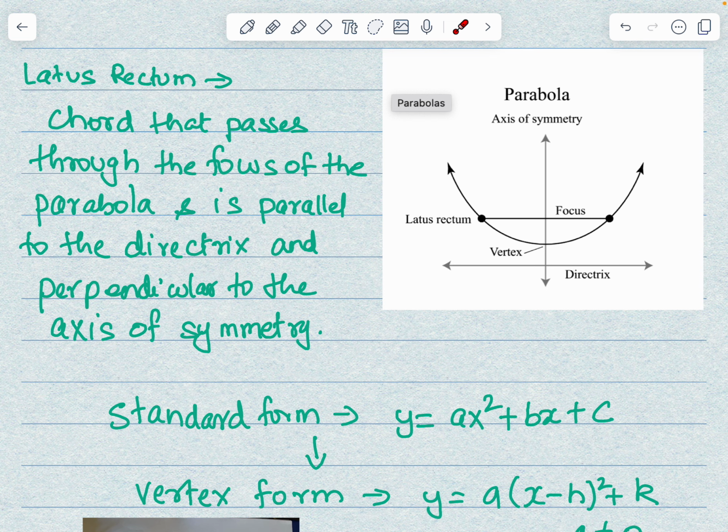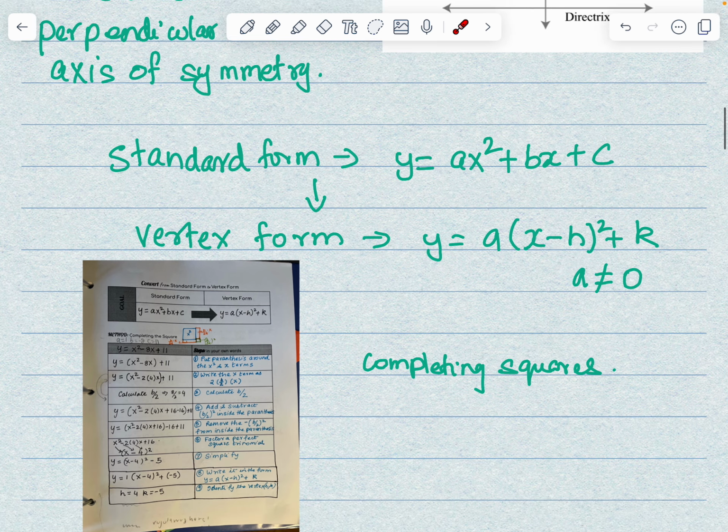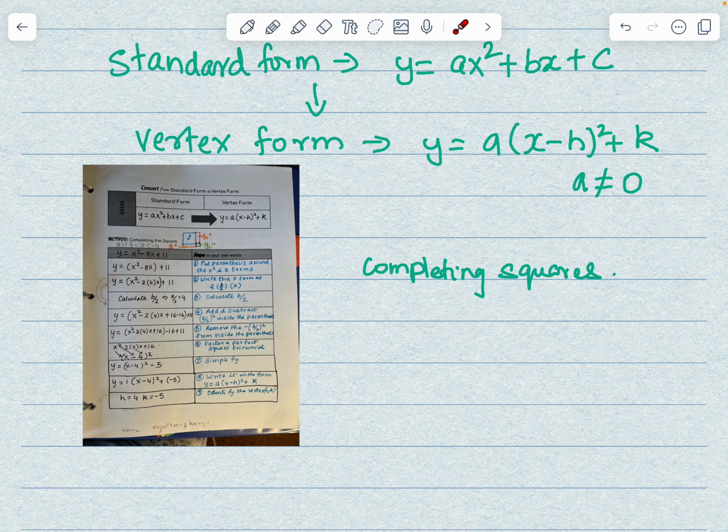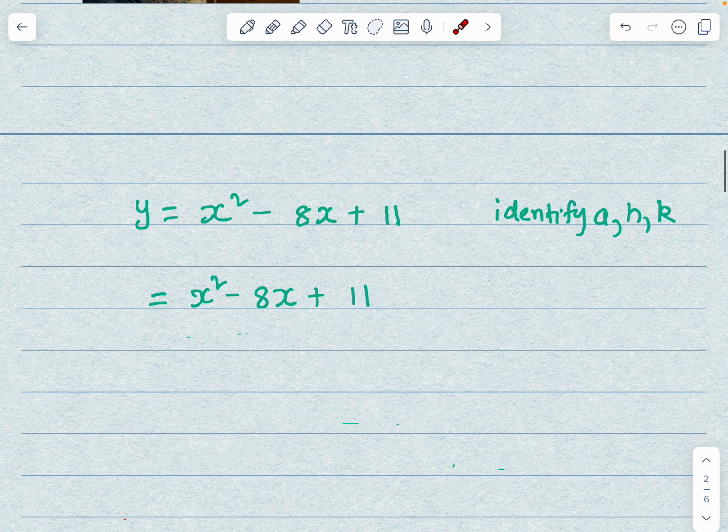Now typically you will be given an equation in the standard form and you have to convert it into the vertex form. Now we have done this previously. You should have notes on it, but I'm just adding the picture of those notes so you can pull that up. You do that by completing the square, getting it from the standard form into the vertex form. So you'll get a problem something like this where the question is given to you in standard form and you've been asked to identify a, h and k.